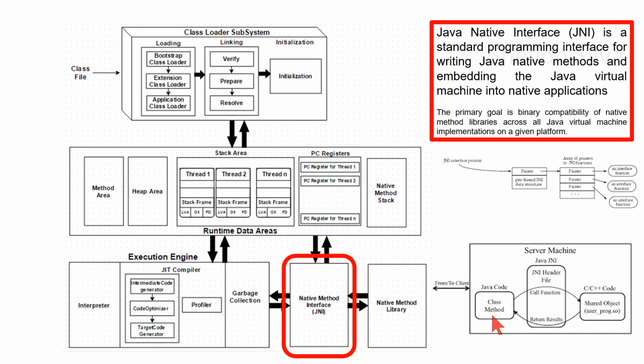Likewise, here you can see that in Java code, a Java method calls a function in C or C++ code, which is a shared object, and it returns the result. This function call and return of results happens through the JNI header file here, Java JNI in this diagram.